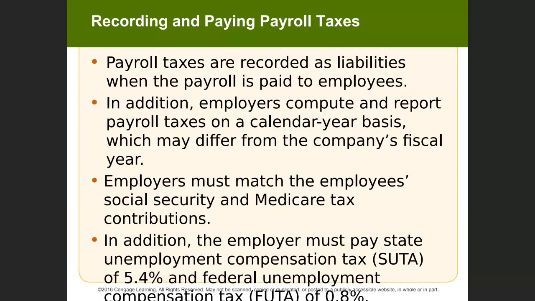Payroll taxes are recorded as liabilities when the payroll is paid to employees. In addition, employers compute and report payroll taxes on a calendar year basis, which may differ from the company's fiscal year. Employers must match the employee's Social Security and Medicare tax contributions. And in addition, the employer must pay state unemployment compensation, SUTA, of 5.4% and federal unemployment compensation, FUTA, of 0.8%.